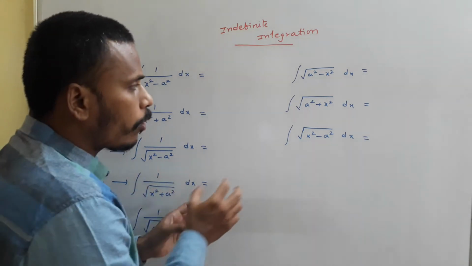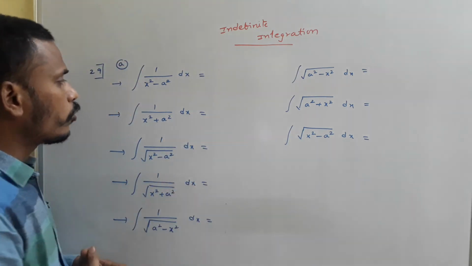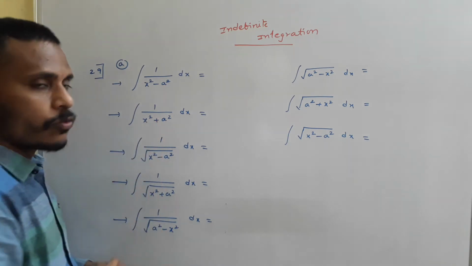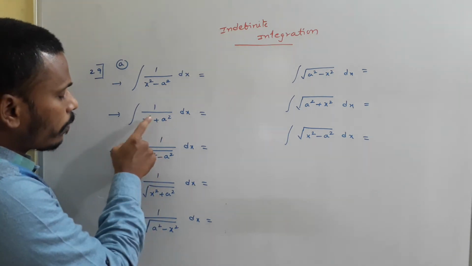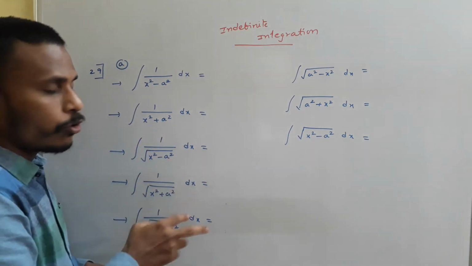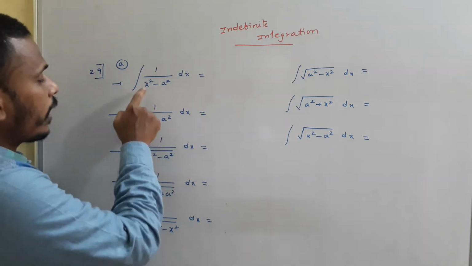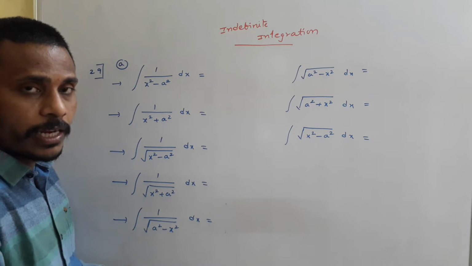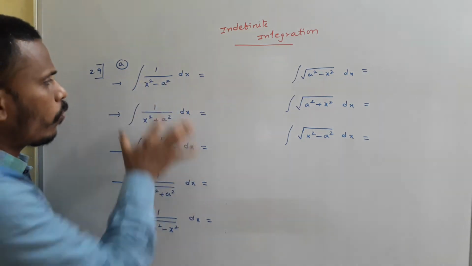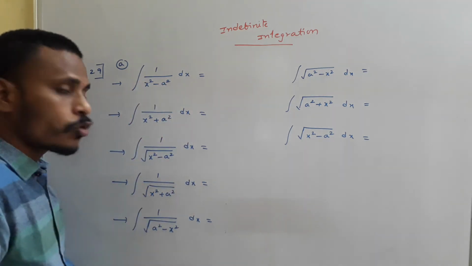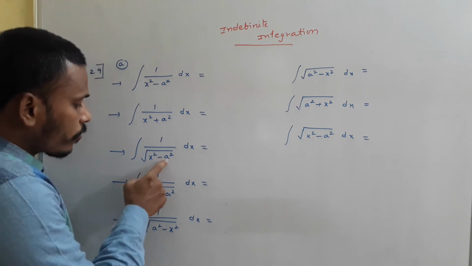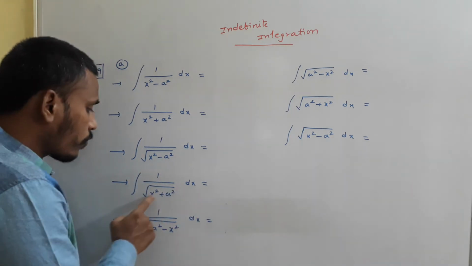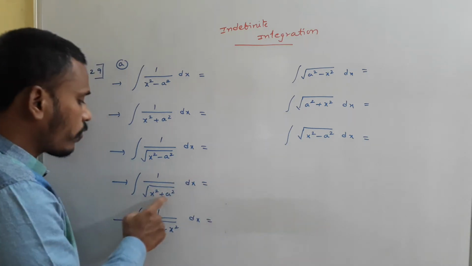x square in all possible combinations, I just mentioned here: 1 by x square minus a square, 1 by x square plus a square. A square plus x square and x square plus a square are both the same, so that is enough. A square minus x square just gives a difference of minus sign, so no problem, one is enough. But for square roots, root of x square minus a square is different from root of a square minus x square, but root of x square plus a square is the same as root of a square plus x square.